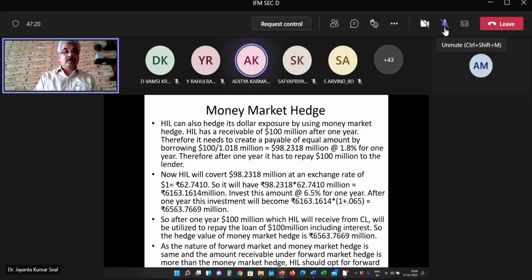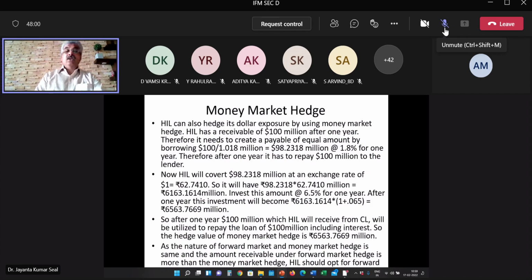Yes, sir. So after 1 year, Hindalco will be receiving $100 million from Creso, which will be utilized to repay the loan, because by that time the loan has also become $100 million. So how much do you have actually? You have 6563.7669 million, which is the rupee deposit. Basically what you are doing here is converting your dollar receivable to rupee receivable. Whatever dollars you are receiving, you utilize to repay the loan, and that is converted into Indian rupees.